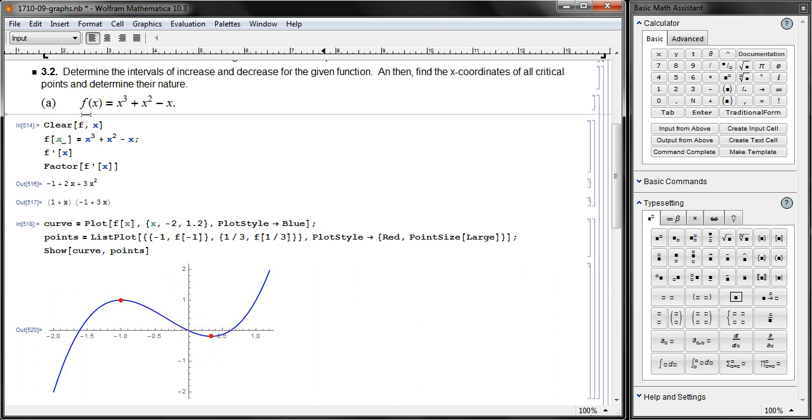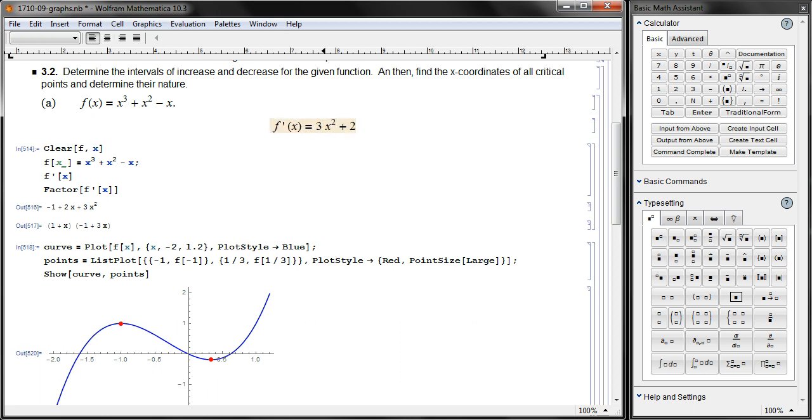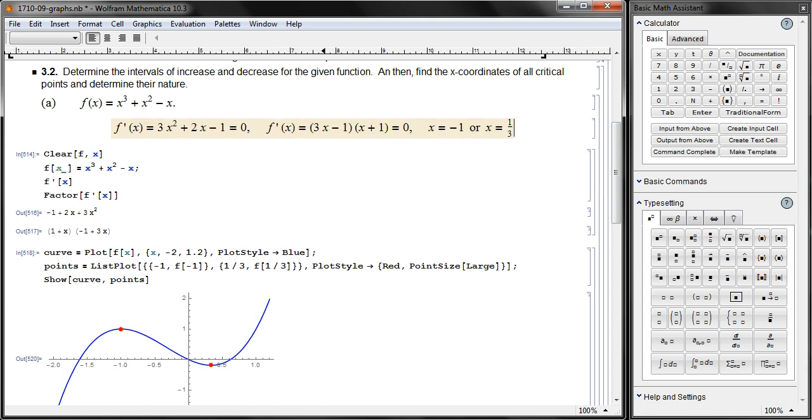So what do we do? Take the derivative and then set it equal to 0. So what is this? 3x minus 1, x plus 1. Is that right? Yeah, that's right. So x equals -1 or x equals 1/3. So this local minimum corresponds to x equals 1/3. That local maximum corresponds to x equals -1. That's all you have to write down because you have the graph.